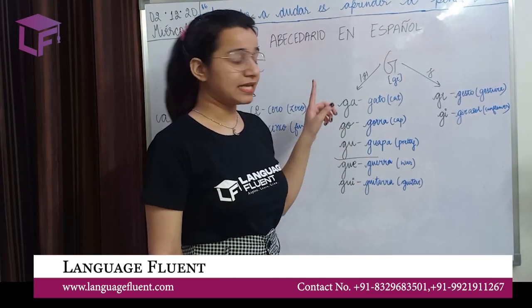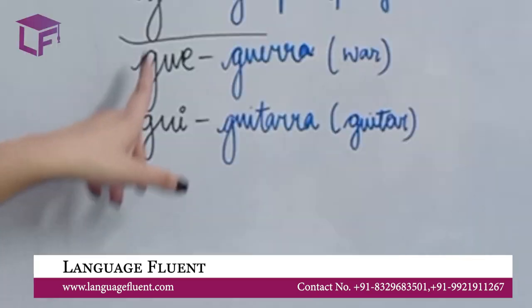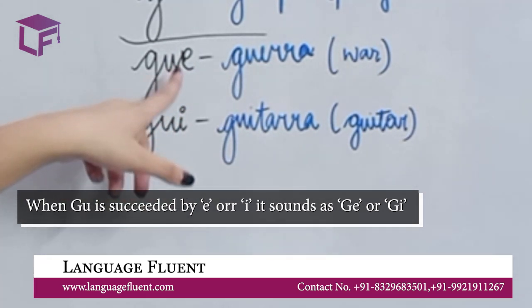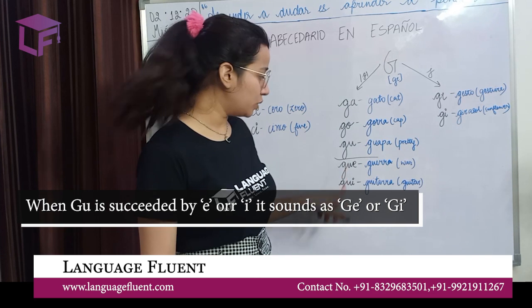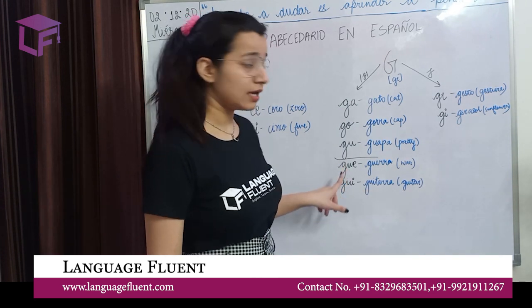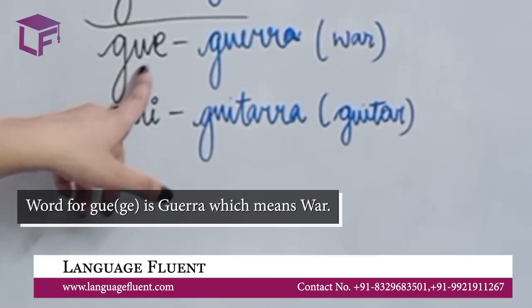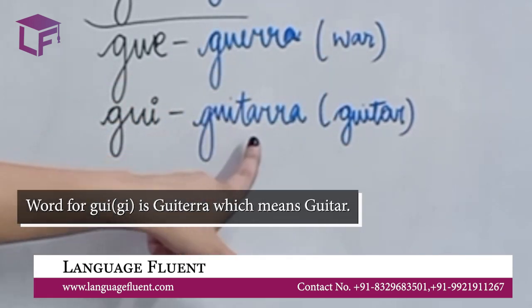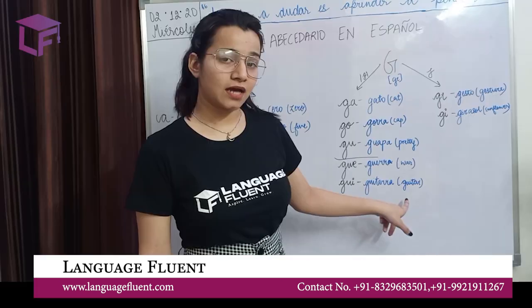Also, when the letters G and U are succeeded by E and I, we do not pronounce it as Gwe or Gwi, it is pronounced as Ge and Gi. For example, Gue de guerra, which means war, Gui de guitarra, which means guitar.